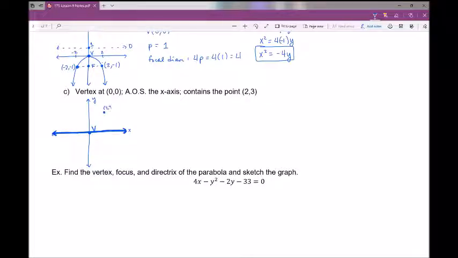So we have (2, 3) up there. And because it contains the point (2, 3), the parabola must open to the right. Okay? All right, so let's see what we can do with this.